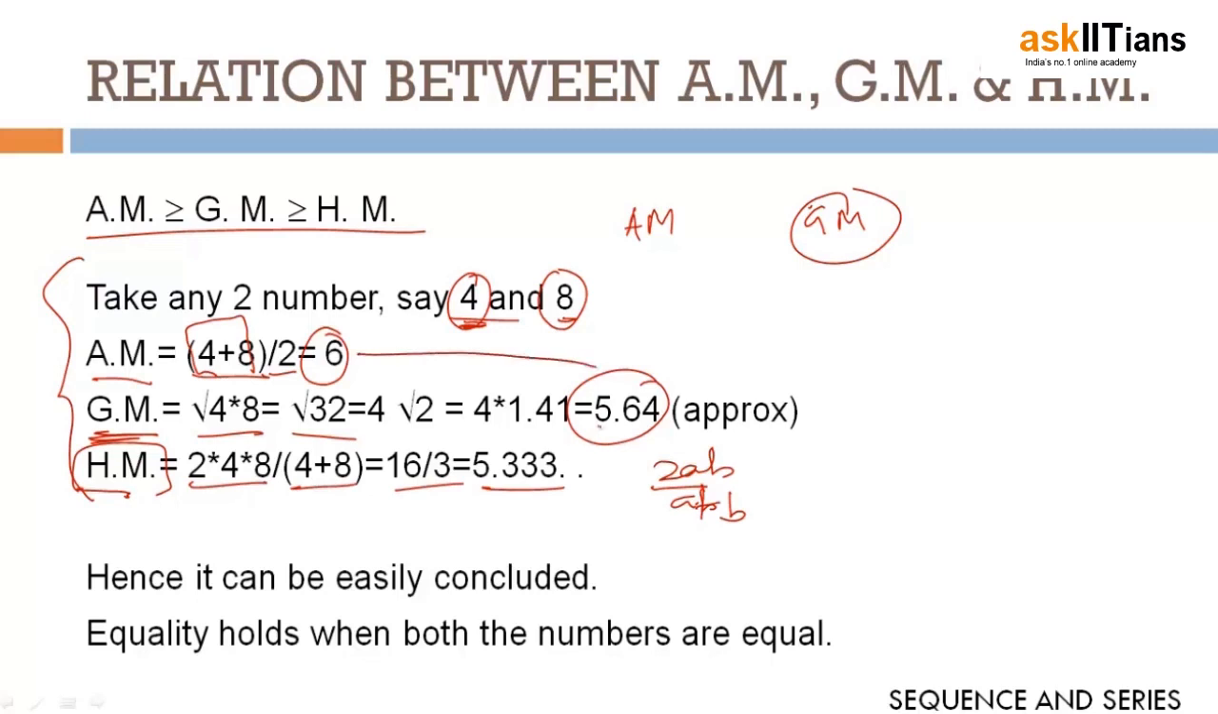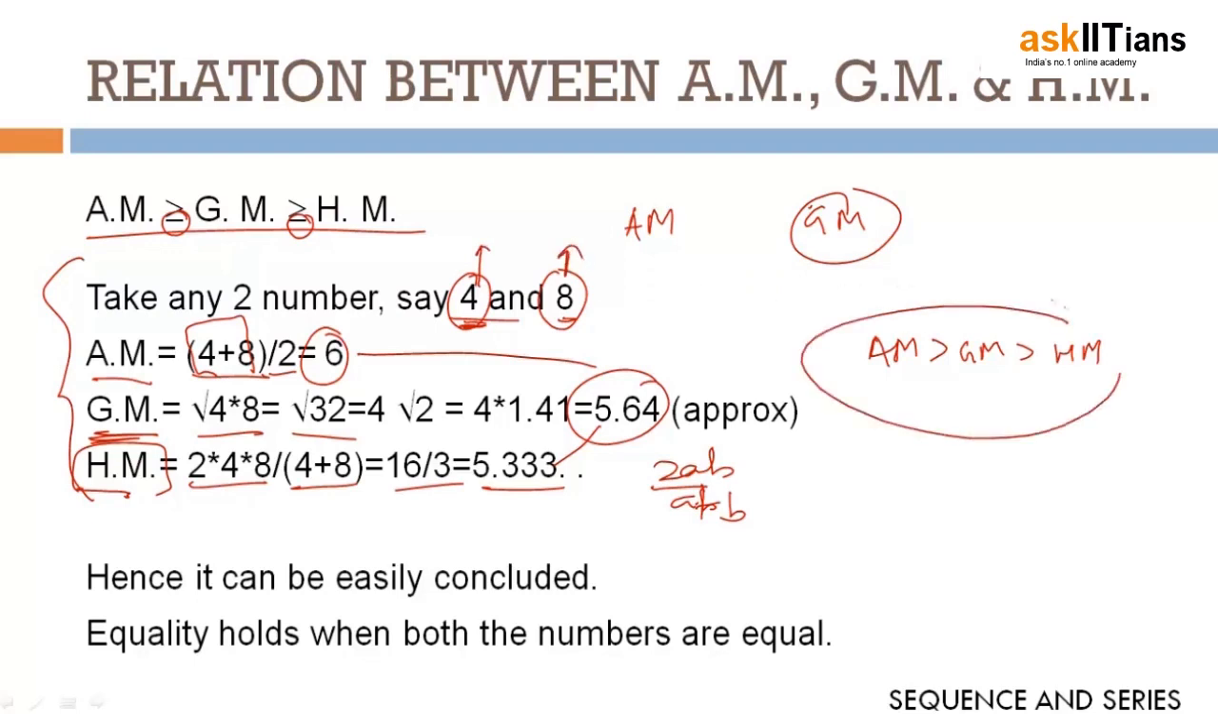So clearly if you compare these, you get AM greater than GM greater than HM. Now you can see in the original formula that equality is also given. So how does that come? That is again a special case when both terms are equal.